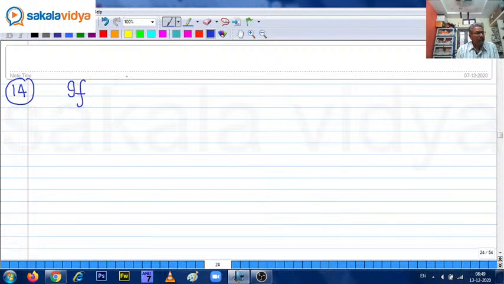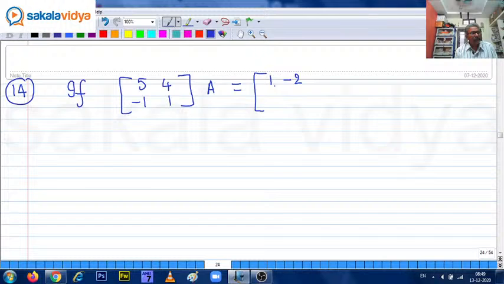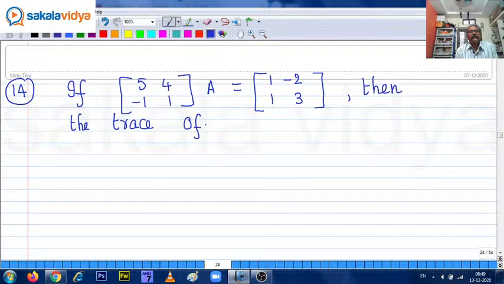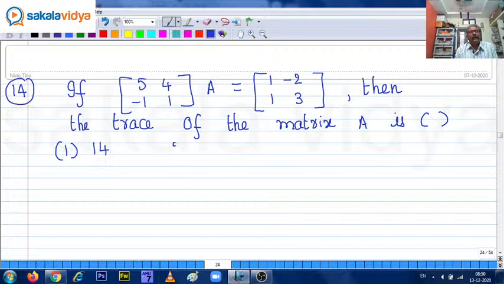If the matrix 5, 4, minus 1, 1 multiplied by A equals 1, minus 2, 1, 3, then the trace of the matrix A is: first option 14, second option 16, third option 13, fourth option 15.